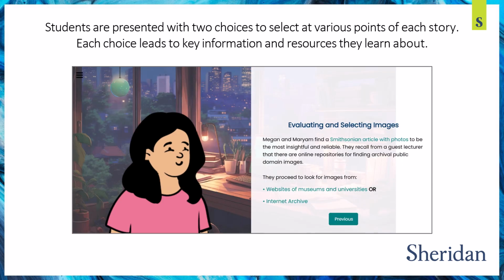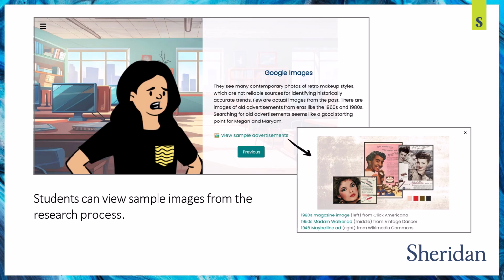I'll point out a few key features of the game. At different points of each story, students are presented with two choices to select. Each choice leads to key information and resources they learn about. Each story also includes sample images based on what the character is looking for. In Megan's story, for instance, she finds a few images of old advertisements from Google. This part of the story also talks about the fact that contemporary photos of retro makeup styles are not always historically accurate.